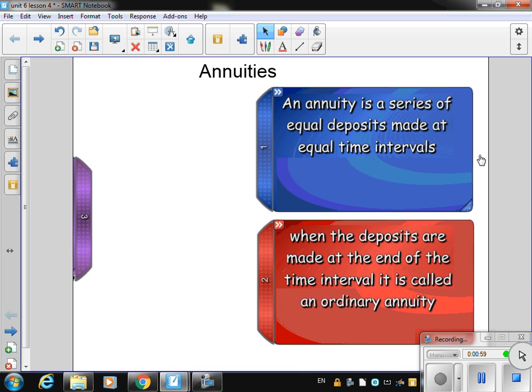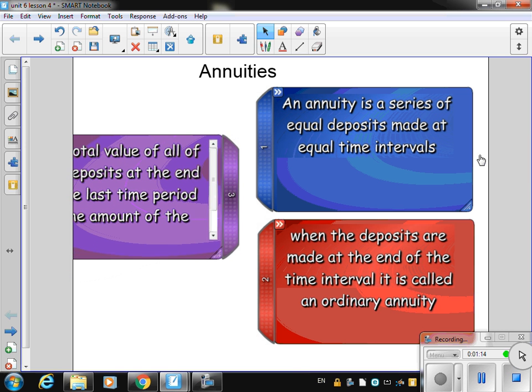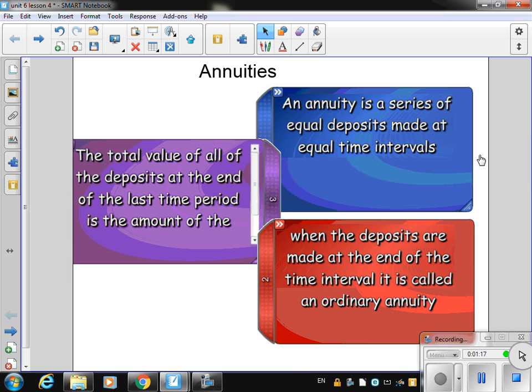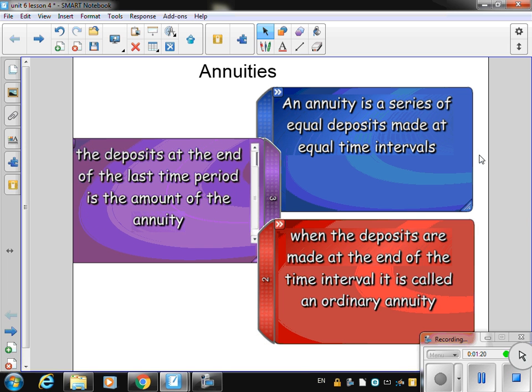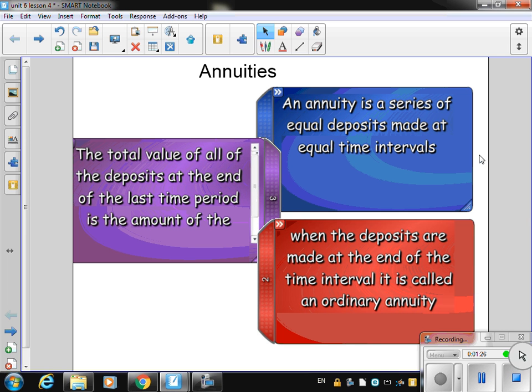In math class, we're going to talk about an ordinary annuity when the deposits are made at the end of the time interval. So things happen towards the end of the month. And lastly, the total value of all the deposits at the end of the last time period is the amount of the annuity. So we're going to use that letter A for amount again, but this time it's going to be an amount of an annuity. I'll leave that for a moment for you to write it down.